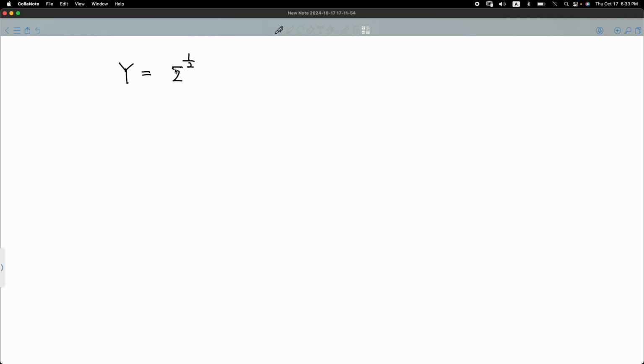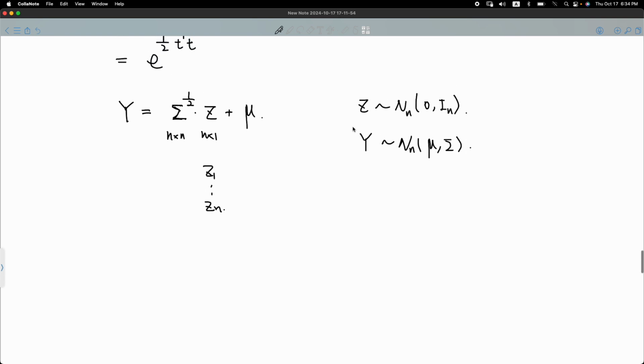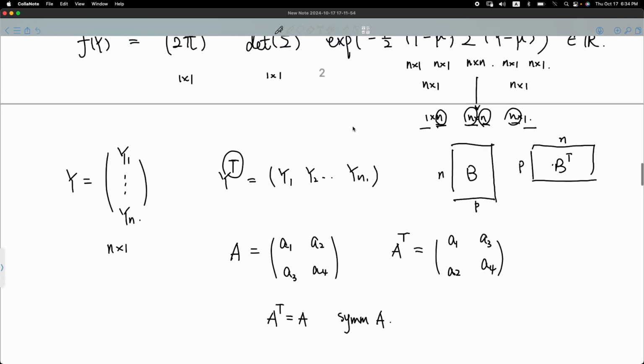So this is just the sigma matrix, the n by n matrix, raised to the power of 1/2, multiplied by z. So this is n by n, times n by 1. This is z1 all the way to zn, and then plus mu. So for z that follows an n-dimensional standard normal distribution, the y that you constructed in this way will follow a general normal with mean mu and covariance sigma matrix. And this one has the density that we showed at the beginning.